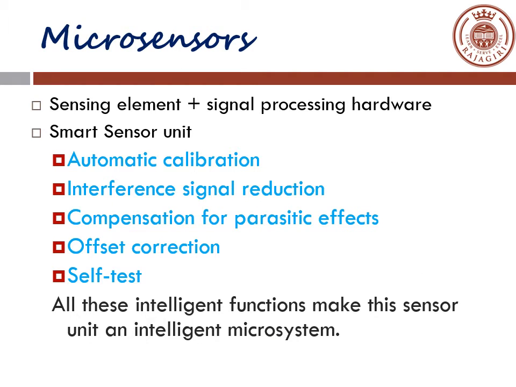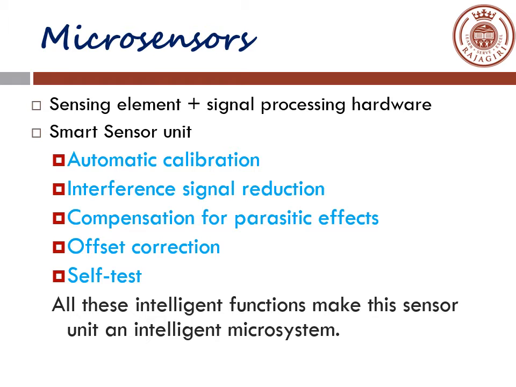Okay, so before we start with different kinds of MEMS sensors, let's see what a sensor is. A sensor consists of a sensing element and signal processing hardware associated with it. So when can I say that a sensor is a smart sensor? These are the different parameters that are required for a smart sensor.